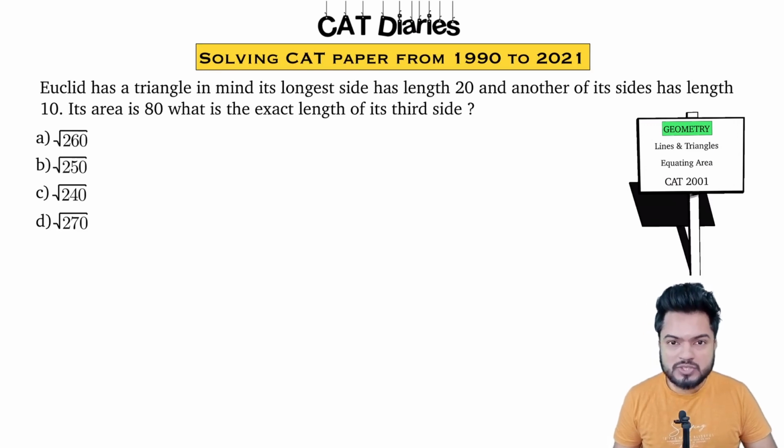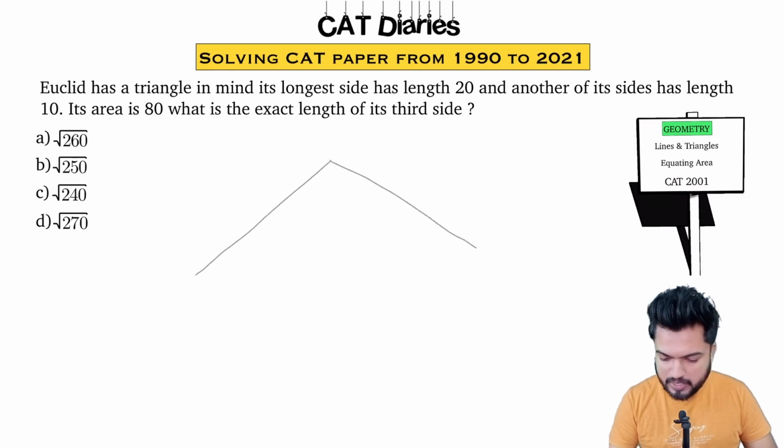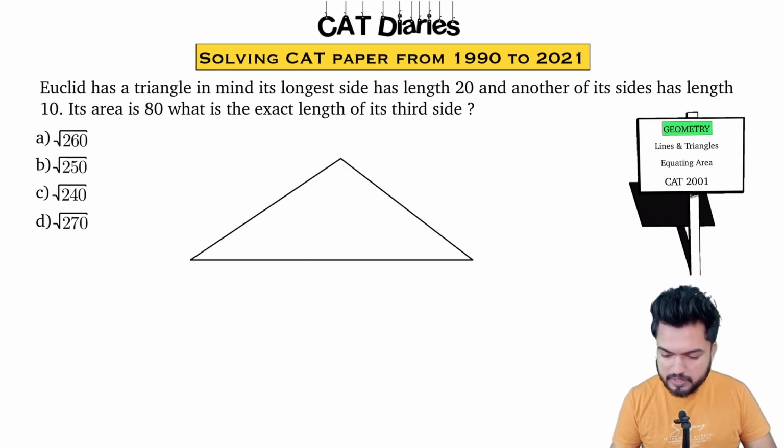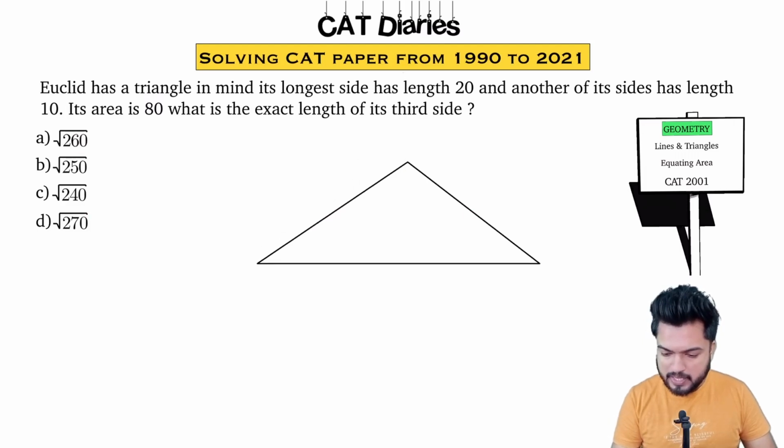So let's understand what is being given here. Euclid has a triangle in mind. Its longest side has length 20 and another of its sides has a length 10. Its area is 80. Then what is the exact length of the third side? Okay, that's the question. So I know the formulas for area. Let's see which formula I will apply in this case. So I'll start by making a basic triangle here so that I can put the conditions which are given in the problem. So this is the triangle that I start with.